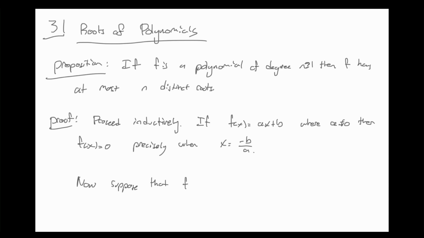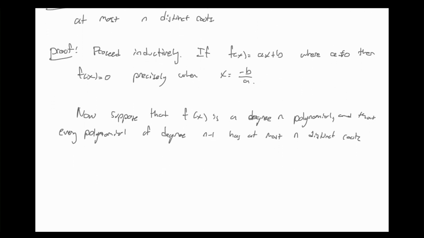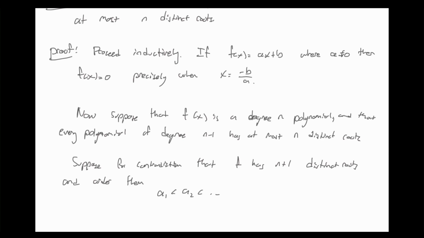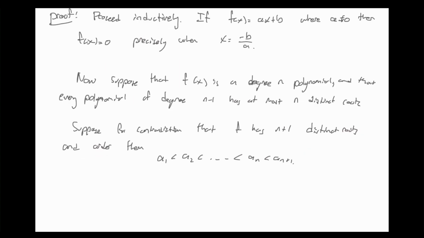Now I'm going to suppose that f of x is a degree n polynomial, and that any polynomial of degree n minus 1 has at most n minus 1 distinct roots. Now notice that the derivative of f is a polynomial of degree n minus 1 by the power rule. Let's suppose for contradiction that f had n plus 1 or more distinct roots, and let's order them: a1 is less than a2 is less than all the way up to an is less than a(n+1). So each of these are roots for f.